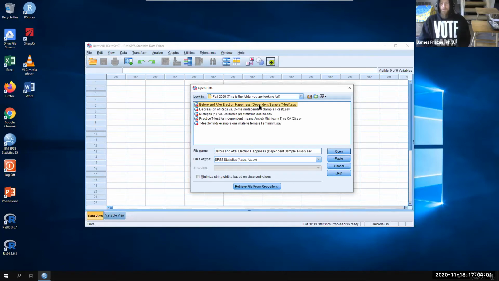In that, you'll find that we have the dependent sample t-test stuff that you should have done for assignment number 3. So if you guys haven't done assignment number 3 yet, please do that and use the SPSS software and that particular file to complete assignment number 3.